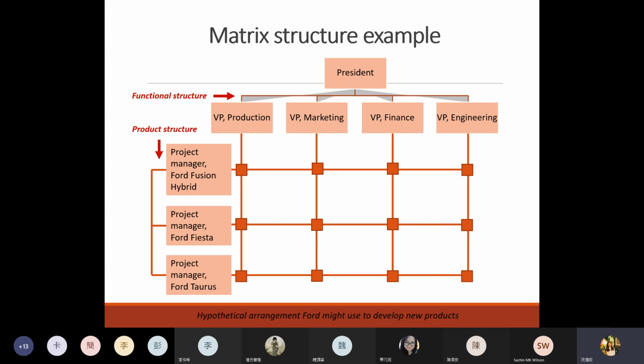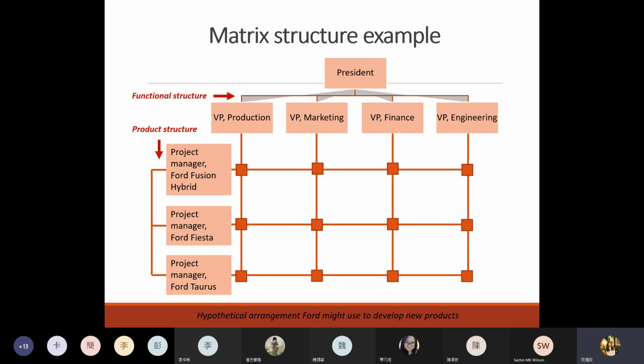So, for example, we look at this one. This is a hypothetical arrangement that Ford might use to develop new products. You can see that on the upper level, it follows the functional structure, right? We have production, marketing, finance, and engineering. And in the product structure, on the left-hand side, we will have different models to be developed: Ford Fusion, Ford Fiesta, or Ford Taurus. So for each of these projects, we will have personnel from production, marketing, finance, and engineering.